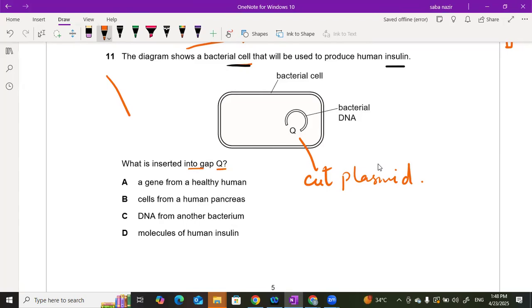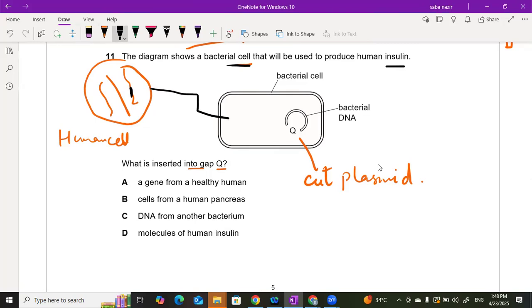If I want to make human insulin, it means I will take the DNA from a human cell. This is our human cell with lots of chromosomes in it. I will extract a segment of DNA that is responsible for the production of insulin and insert it over here. Now let's see the options. A gene from a healthy human, or a cell from the human pancreas. In this gap we cannot put the cell, right?